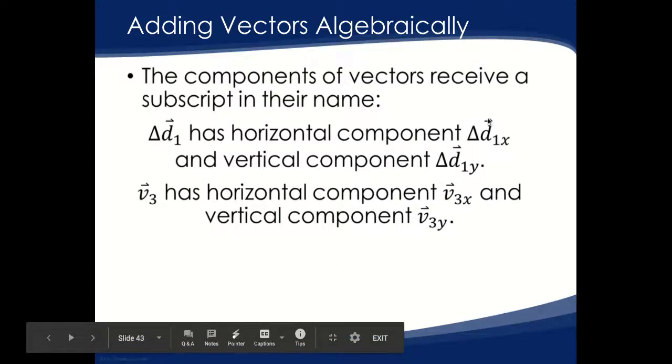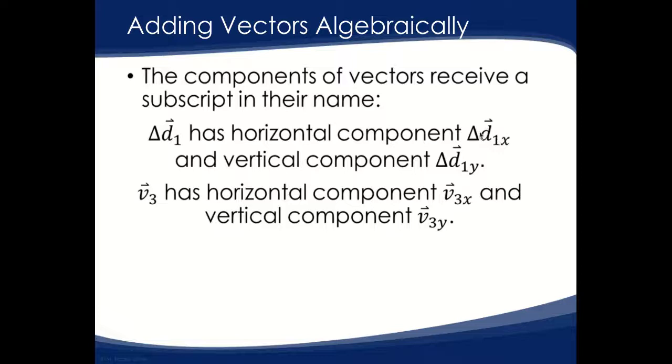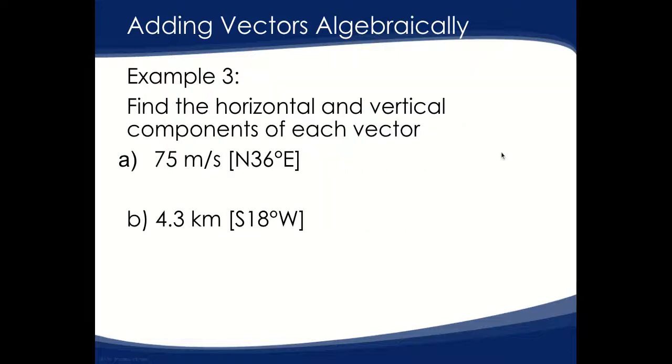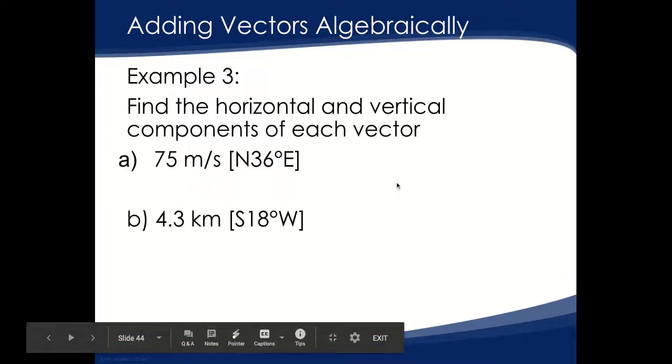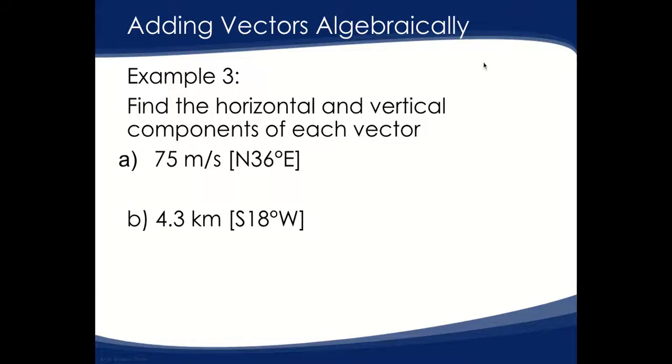This is further broken down to be shown like this. You're going to have the displacement of 1x, its horizontal displacement, versus its vertical displacement. Again, this is just talking about more variables, so just be aware that this gets further broken down into x and y. For this example, we're going to find the horizontal and vertical components of each of these vectors. The first one is going to be 75 meters per second, 36 degrees east of north.